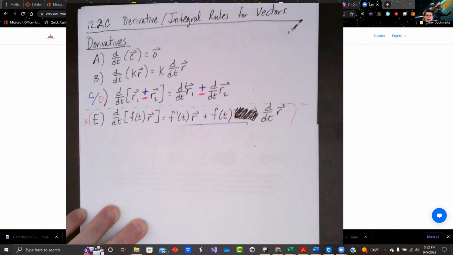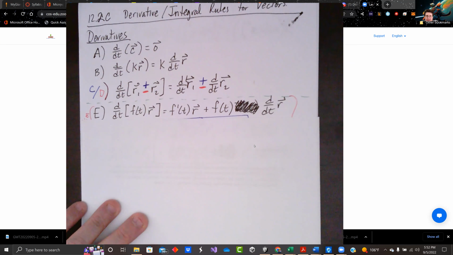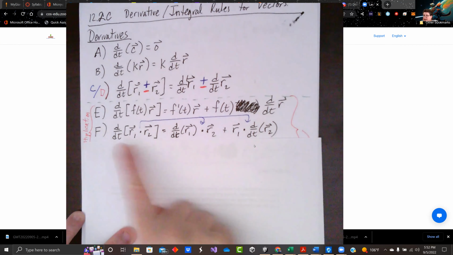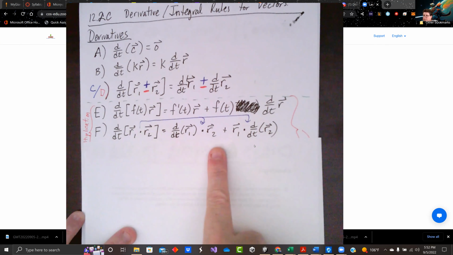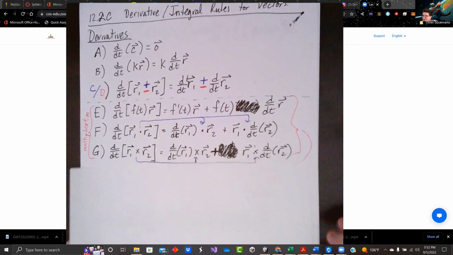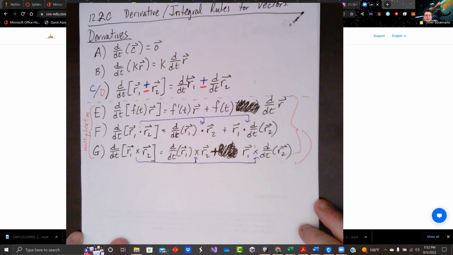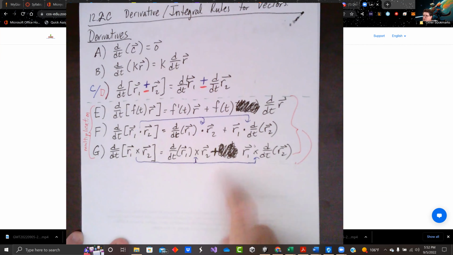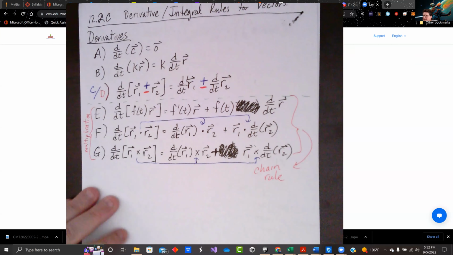That's our first version. Then we have two other forms of multiplication with vectors. We have our dot product. Same process though. You distribute the time derivative and you have to do it one at a time and add them up. We're doing the product rule, but now it's the dot product between each of the two parts. And the same goes with the cross product. So the derivative of r1 cross r2 is the derivative of r1 crossed with r2, and then added to r1 crossed with the derivative of r2. Those are our basic derivative rules.